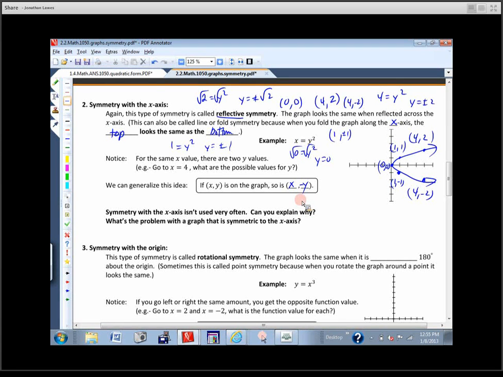Okay? Now, can somebody tell me, especially based off this graph and what you know from 1010, why don't we worry about this type of symmetry very often? What's wrong with this graph? Jonah? It's not a function. Okay, not a function. And how can you tell it's not a function? Doesn't pass the vertical line test. Okay, of the 3 types of symmetry we're going to talk about, symmetry with the x-axis is probably the least important because no function will have that type of symmetry.